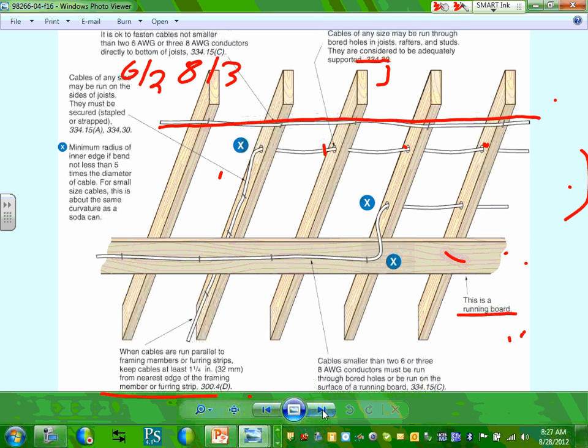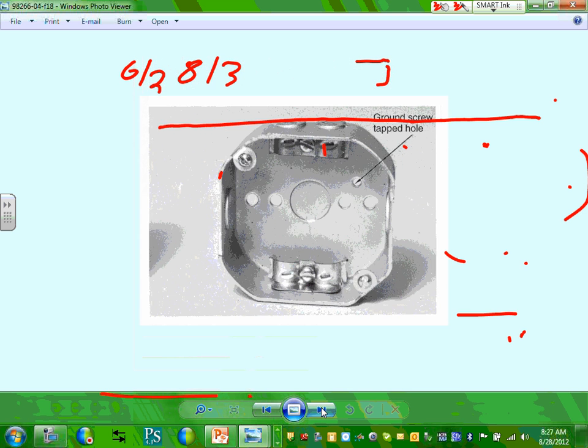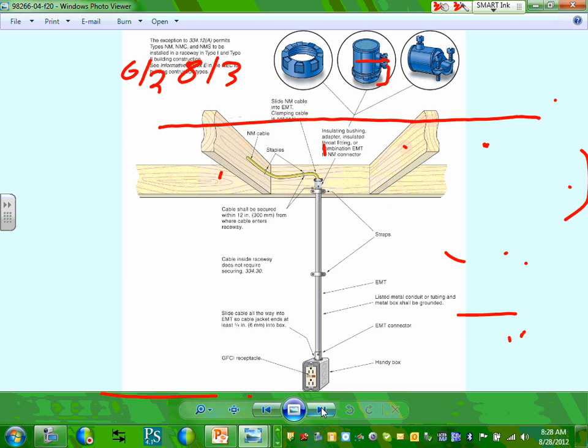Any comments, any questions? So this is for project managers. Grounding screws, and this is a couple of hardware that you can use for grounding screws, a bunch of them. Grounding metallic boxes, different ways of grounding metallic boxes.